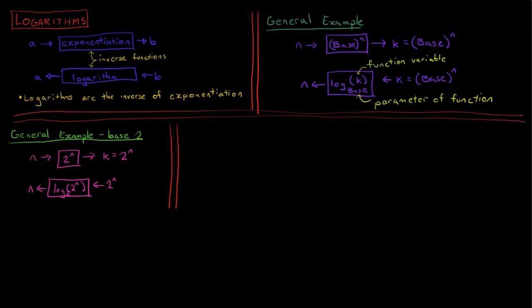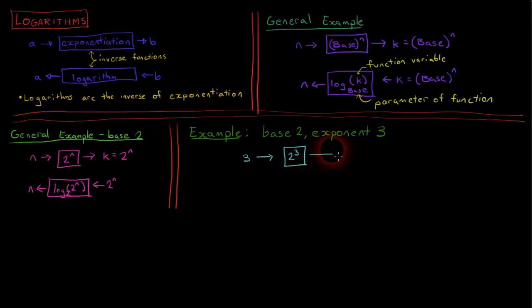For a specific example, let the base equal 2 and n equal 3. So 2 to the 3 is 8. Then log base 2 of 8 is 3. With some practice, there are certain logarithms you can do by inspection, especially if the argument of the logarithm is an exponential function with the same base as the logarithm.